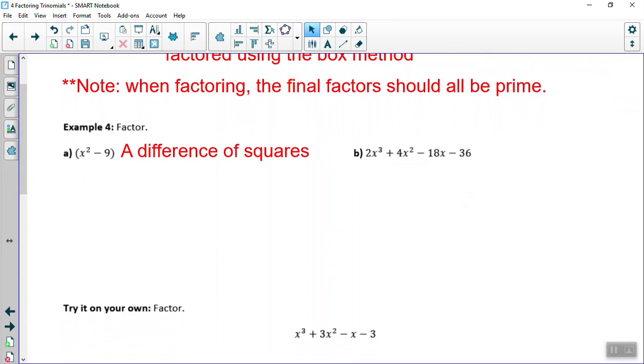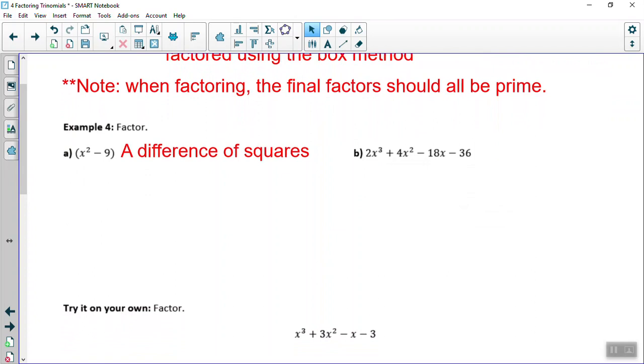We can follow a very specific pattern for this one. Instead of having to go through that whole box method, we can use a specific pattern here. If you really want to keep using that box method instead of just learning some of these patterns, then I can show you how to use the box method using this. It's definitely doable, but sometimes recognizing these patterns actually makes life a little bit easier and a little quicker for you. All right, so a difference of squares.